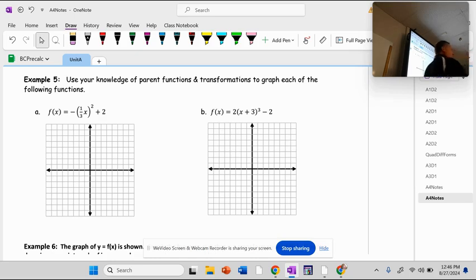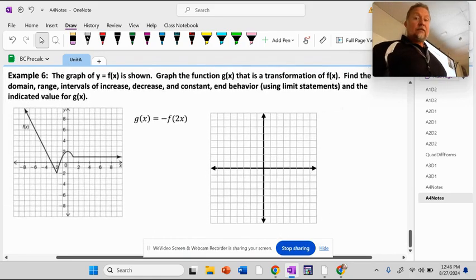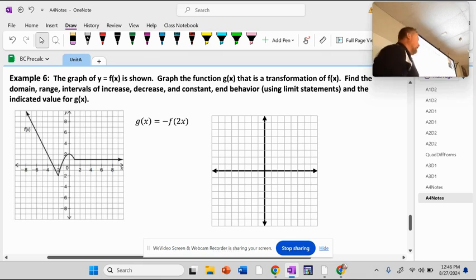So I'm not really going to do that. You know how to graph. I think that's not what we really need to be doing. It's this one. And then again, it's with that 2 on the inside.